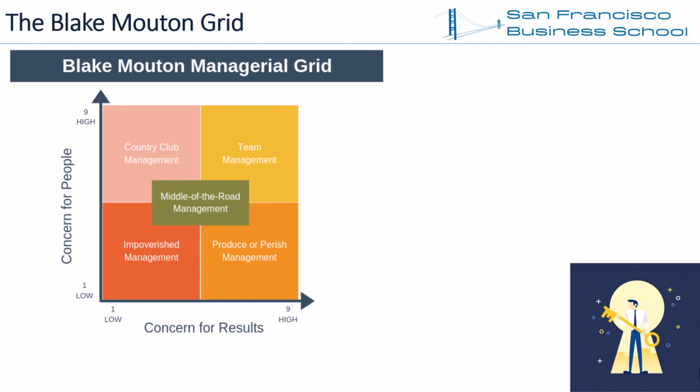2. Produce or perish management. High results, low people. Also known as authoritarian or authority compliance managers, people in this category believe that their team members are simply a means to an end. The team's needs are always secondary to its productivity. This type of manager is autocratic, has strict work rules, policies, and procedures, and can view punishment as an effective way of motivating team members.